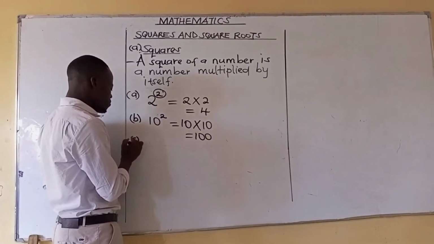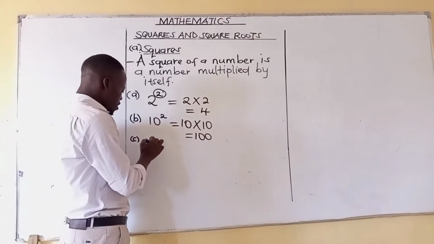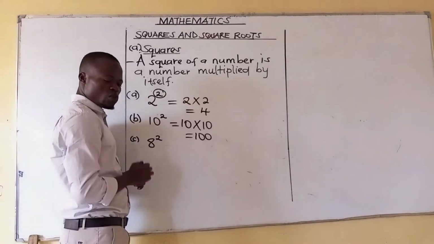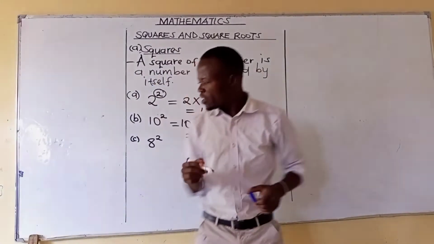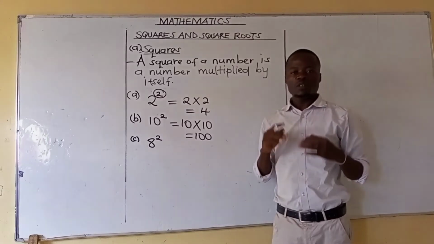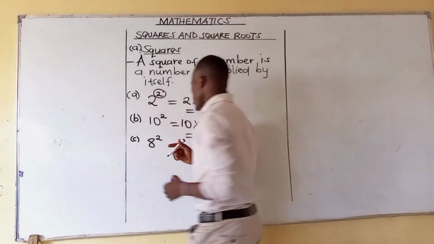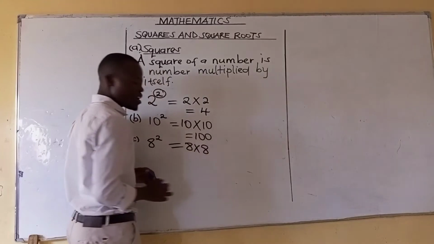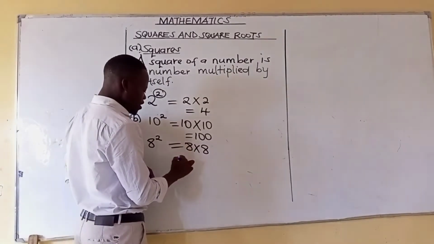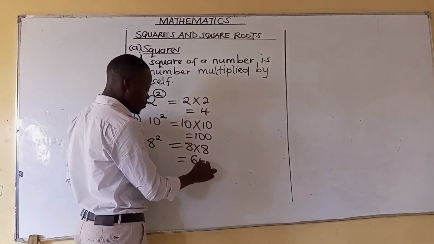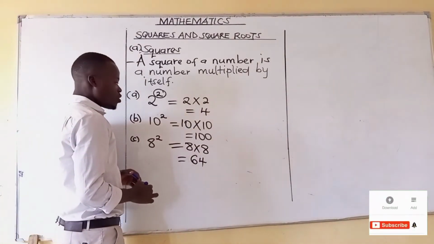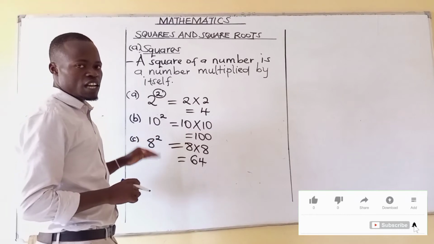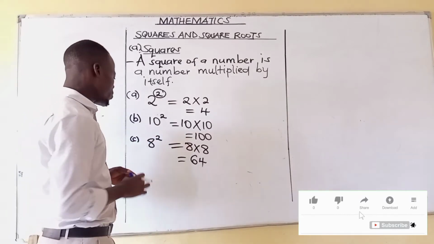Example C, 8 squared. In this case, it means we shall take 8 multiplied by 8, which will definitely give us 64. So that is what we mean by a square of a number. You just simply take the number multiplied by itself.